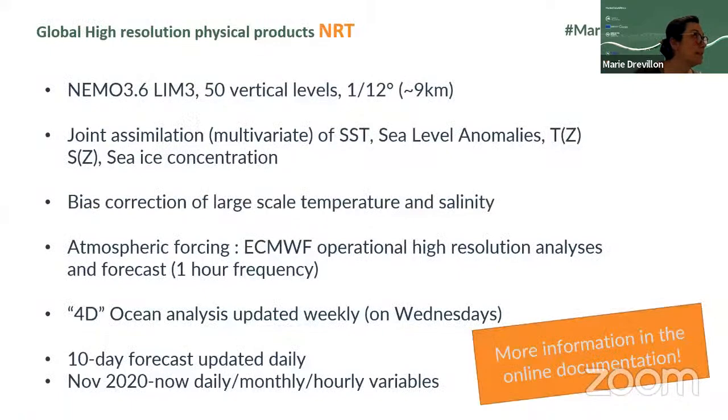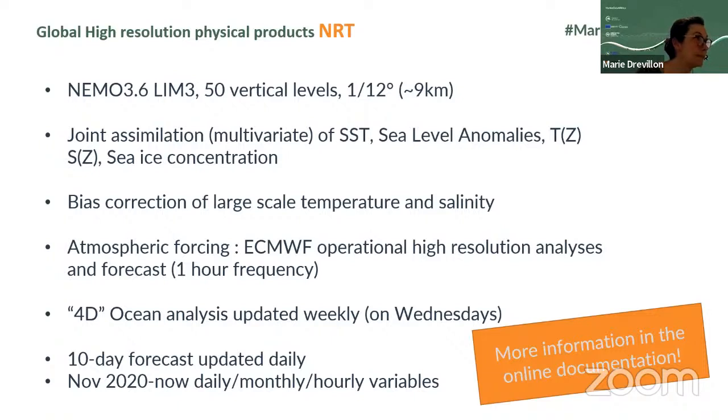This product is high resolution. For the global ocean, high resolution means 1/12 of a degree, so it's approximately 9 kilometers, 1 point every 9 kilometers, and 50 vertical levels. The model we use is NEMO, in its version 3.6, and the sea ice model is called LIM3.